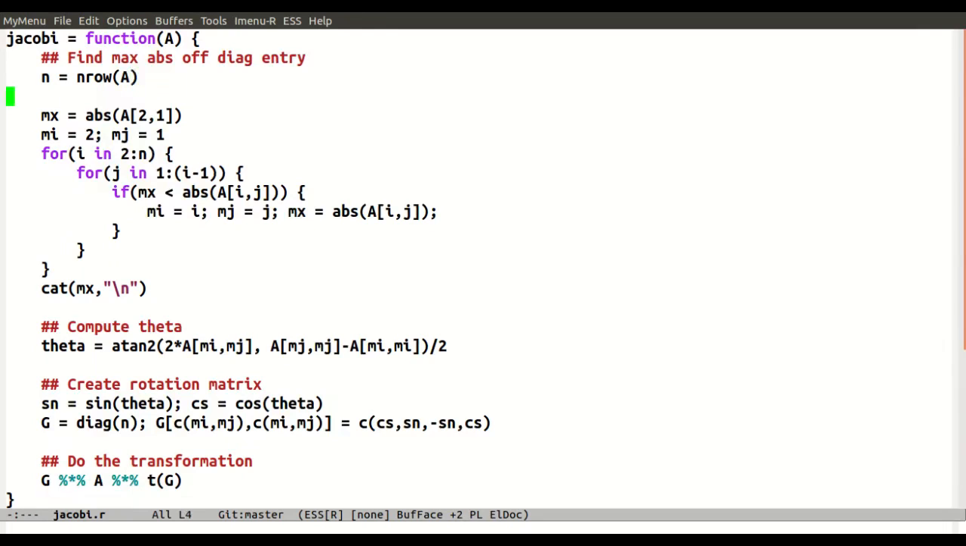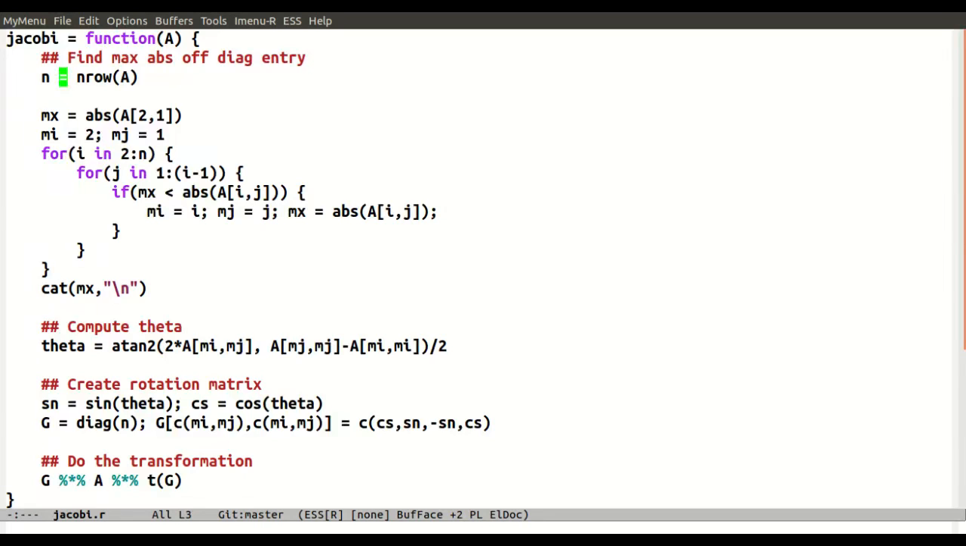Now R has various ways to find the maximum and the position of the maximum in a list. However, here we will be working with only the off diagonal entries in a matrix, and our aim is not just to find the maximum but also the position of the maximum, the i and j at which that maximum occurs. So we have to fall back on the usual nested loop solution for finding out this position of maximum.